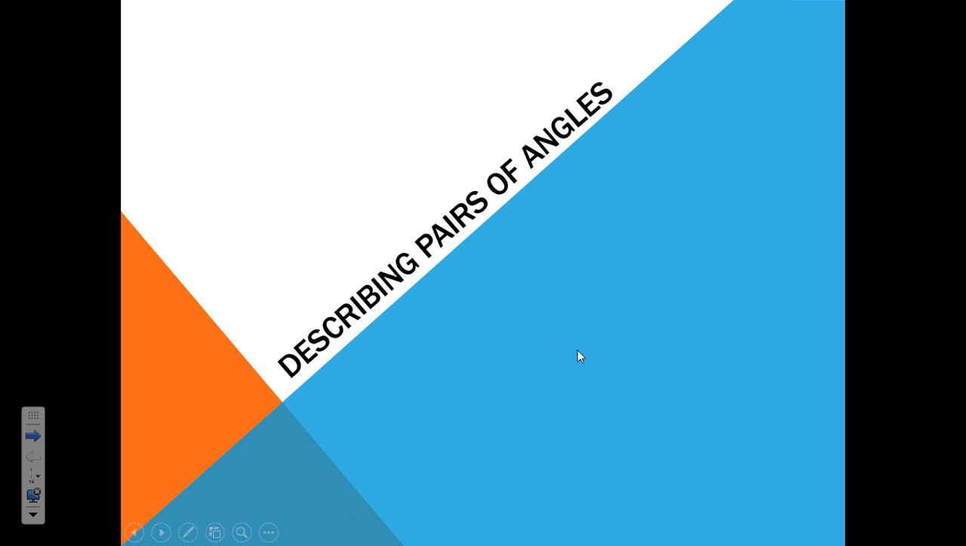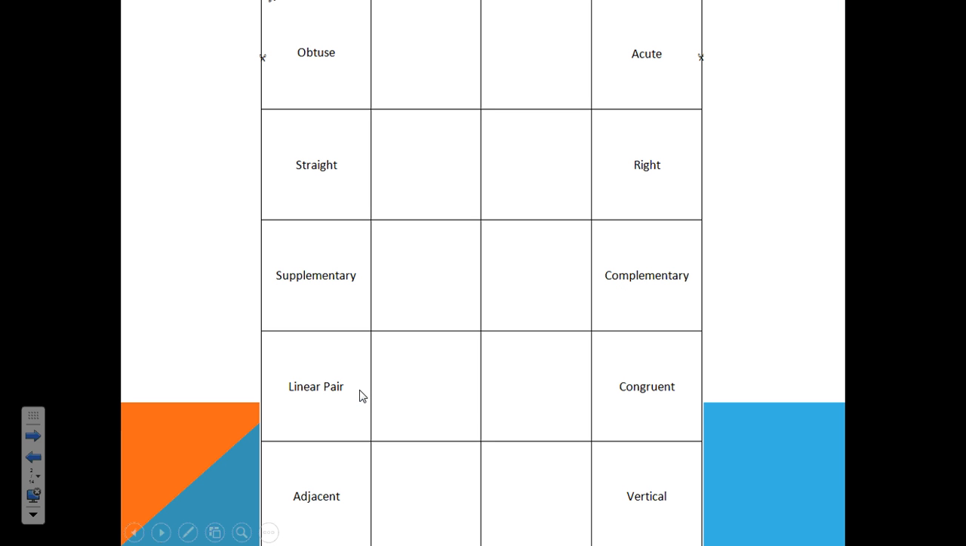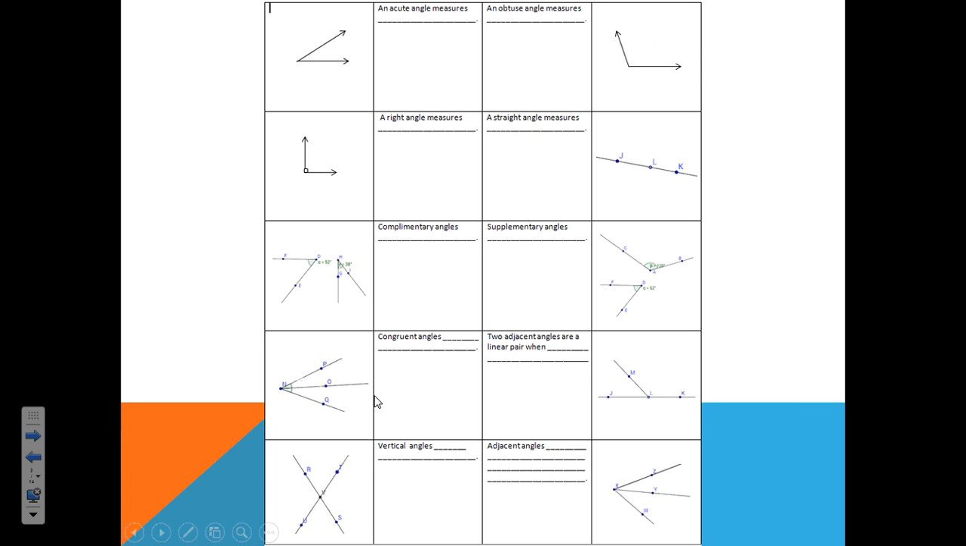Today we're going to talk about lesson 1.6, which is describing pairs of angles. You have a foldable in front of you. This side is the outside. We're going to be talking about obtuse, acute, straight, right, supplementary, complementary angles, linear pairs, congruent angles, adjacent angles, and vertical angles. So if you flip this over, the inside of your foldable should look like this.